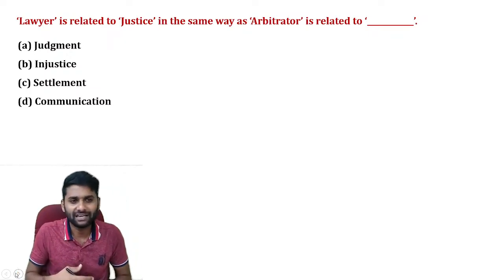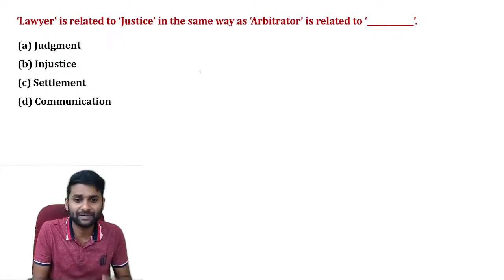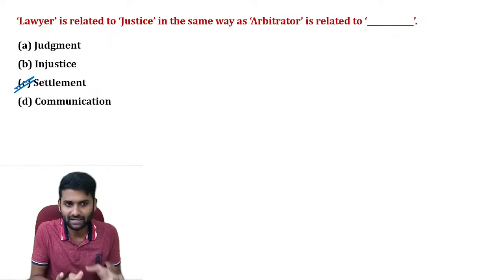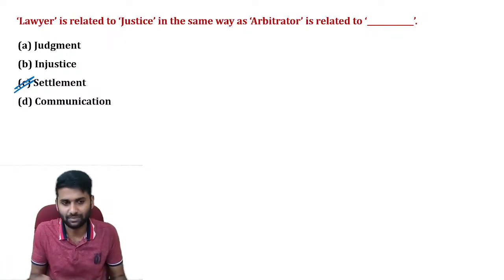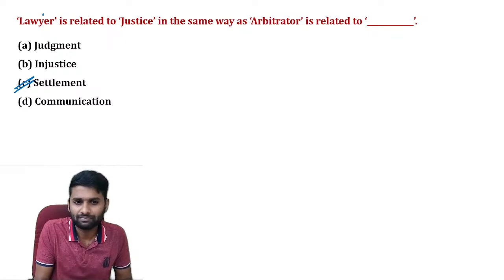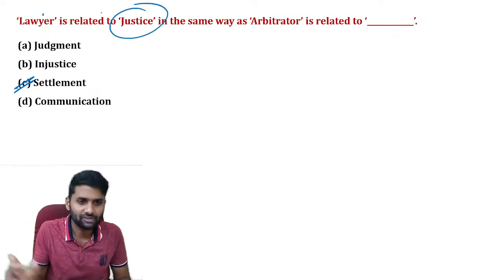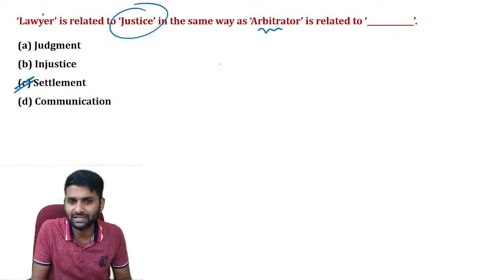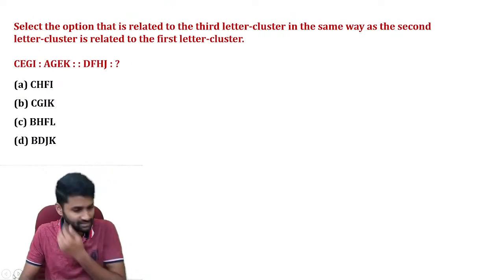See, here the lawyer gives justice, and the arbiter is related to the settlement. He settles the issues. So the arbiter is related to the settlement. Remember guys, the lawyer gives justice and the arbiter gives the settlement. So that's the relation. Next.